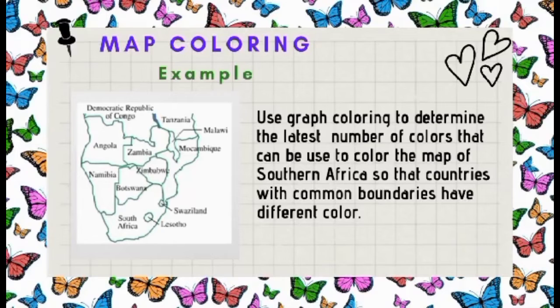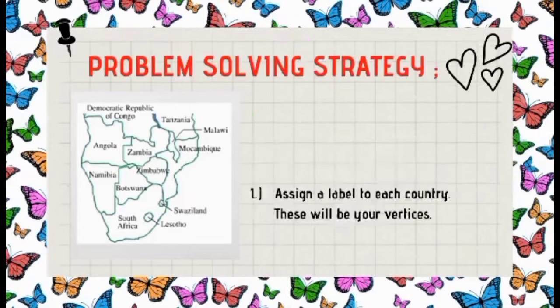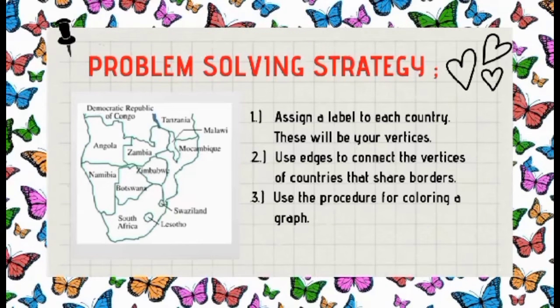Use graph coloring to determine the least number of colors that can be used to color the map of Southern Africa so that countries with common boundaries have different colors. While we do the map coloring problem, I will also state the problem-solving strategy.